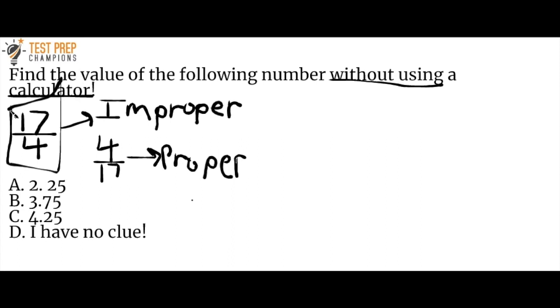Now, the good thing about improper fractions is that we can turn them into what's called a mixed number. A mixed number has a whole number and a fraction. And so we're going to look at how to do that now.